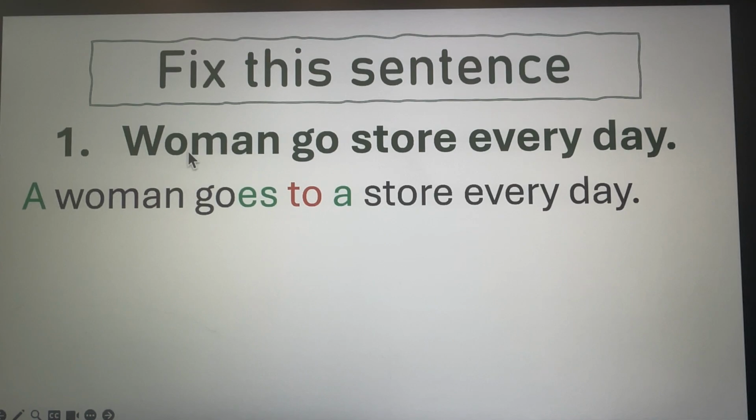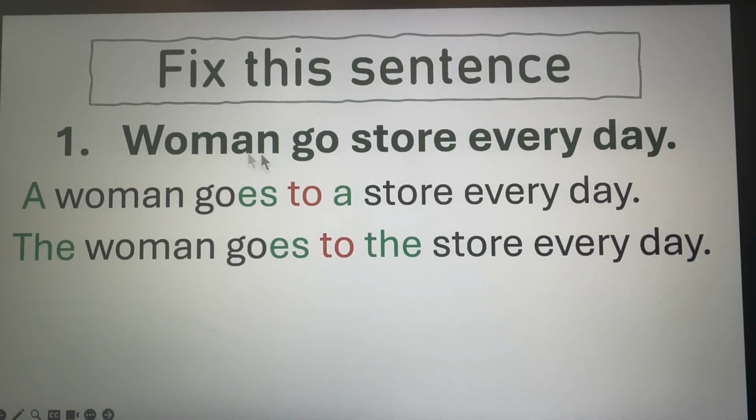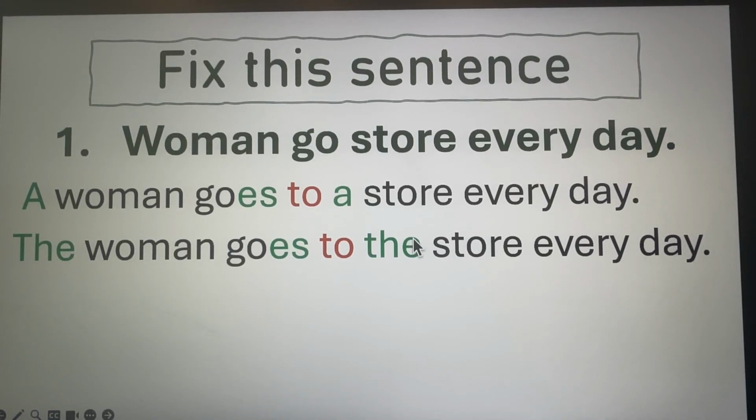A woman goes. This is a "she." So she goes, not she go. Woman goes. Here we have a position word: to a store. There's one store. Every day lets me know that it's one of those anytime forms. So it's "goes." The woman works as well as a woman goes to the store instead of a store. Here I don't know which woman, I don't know which store. Here I know which woman and I know which store.